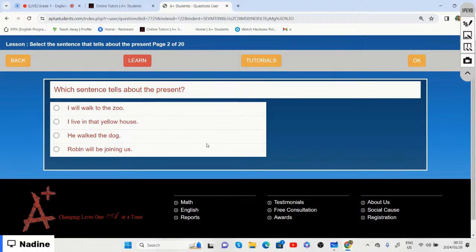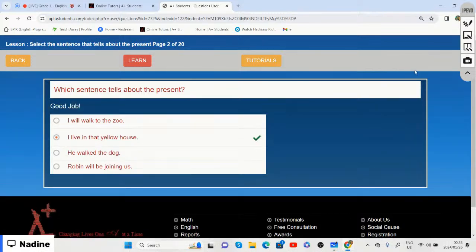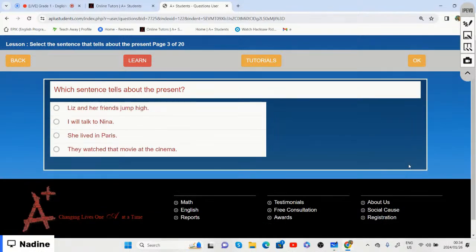So we need to say which sentence is in the present. Is it I will walk to the zoo? Nope. I live in that yellow house. So we're going with the second one. I live in that yellow house. And that is the present tense.